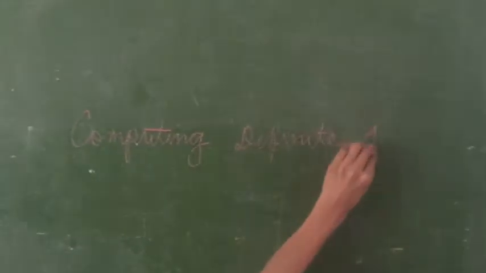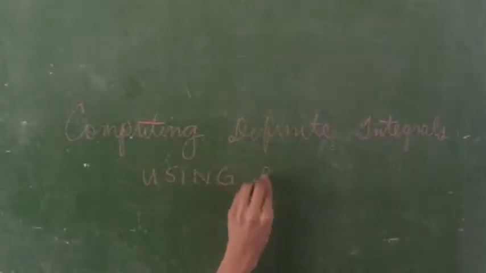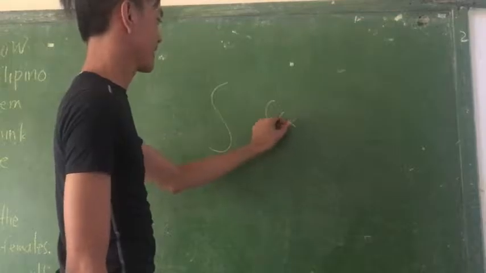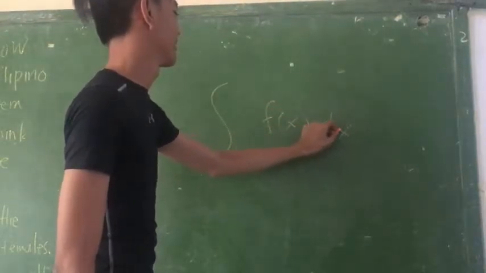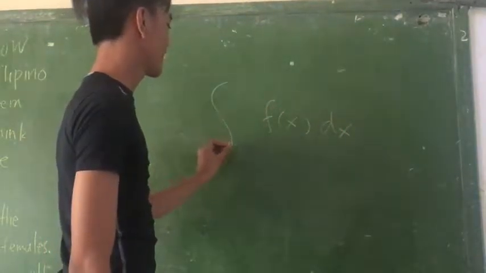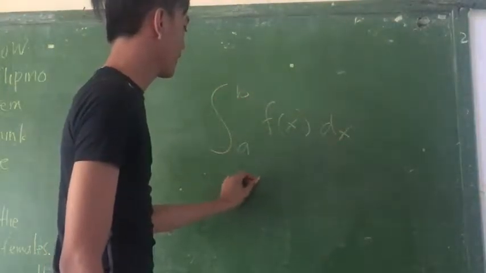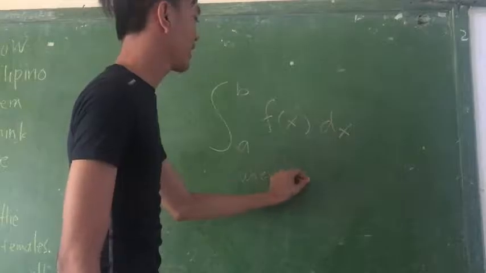Computing definite integrals using Riemann sums. Before we start, here is the standard form of definite integrals: the antiderivative of f of x, with limits from a to b, where a is less than b.